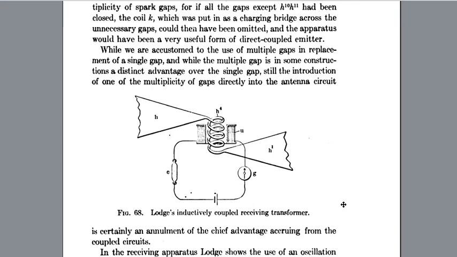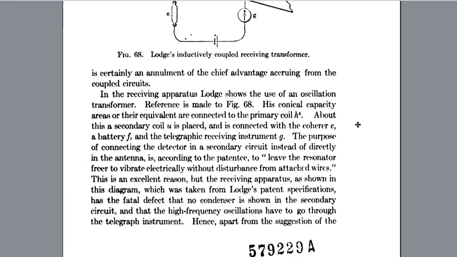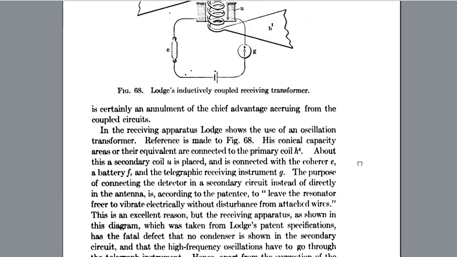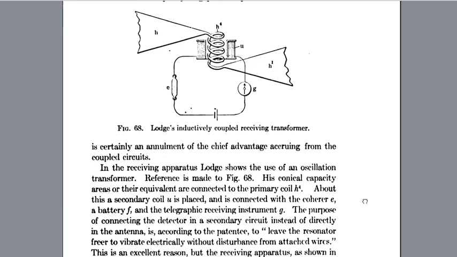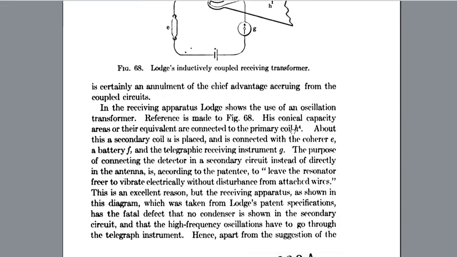In the receiving apparatus, Lodge shows the use of an oscillation transformer. Reference is made to figure 68. His conical capacity areas or their equivalent are connected to the primary coil HH'. About this, a secondary coil U is placed and is connected with the coherer C, a battery F, and the telegraphic receiving instrument T. The purpose of connecting the detector in a secondary circuit instead of directly in the antenna is, according to the patentee, to leave the resonator free to vibrate electrically without disturbance from attached wires.